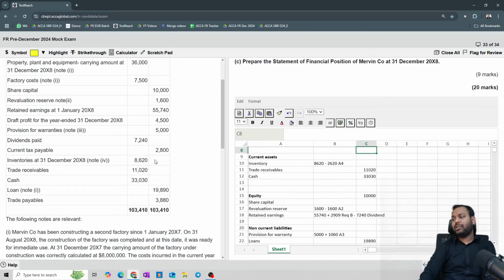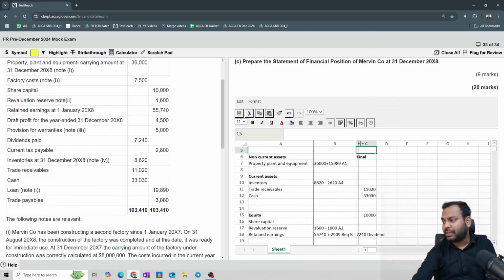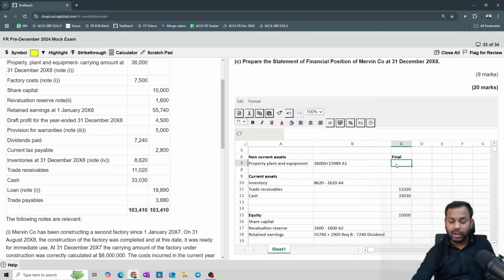Now, can you please finalize it and tell me the final figures? Come on, guys, tell me. What is the final figure? Let me see the question also directly from here. Okay. Now, I do have the question directly from here and I can tell you the answers also now. Come on, guys, tell me. What is the final figure of property, plant, equipment? It is 36,000 plus 15989, which equals 51989. Tell me, is that clear, everyone?